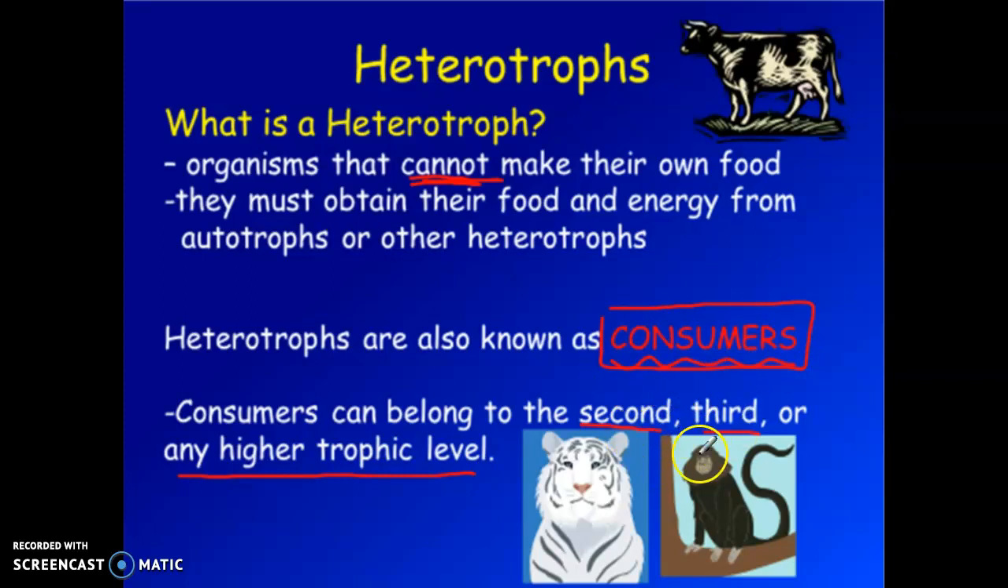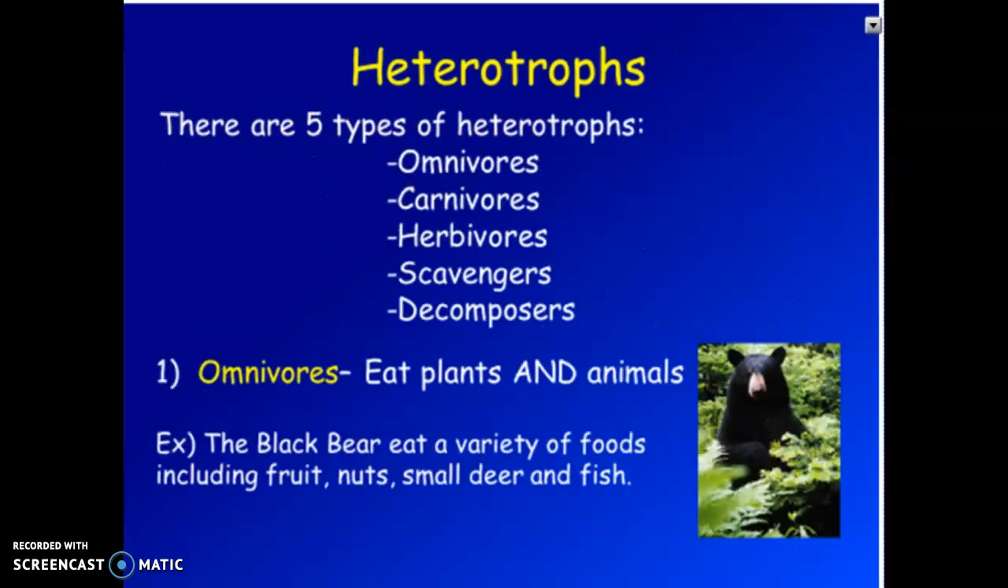Now, which one it belongs to will depend on the ecosystem. So we'll talk about that a little bit later on. Okay, so heterotrophs. There are different types of heterotrophs that exist, and their classification really goes by what they consume, or what types of things they have to eat in order to survive. Okay, so omnivore, and I'm sure you've heard of most of these terms, but we'll go over them.